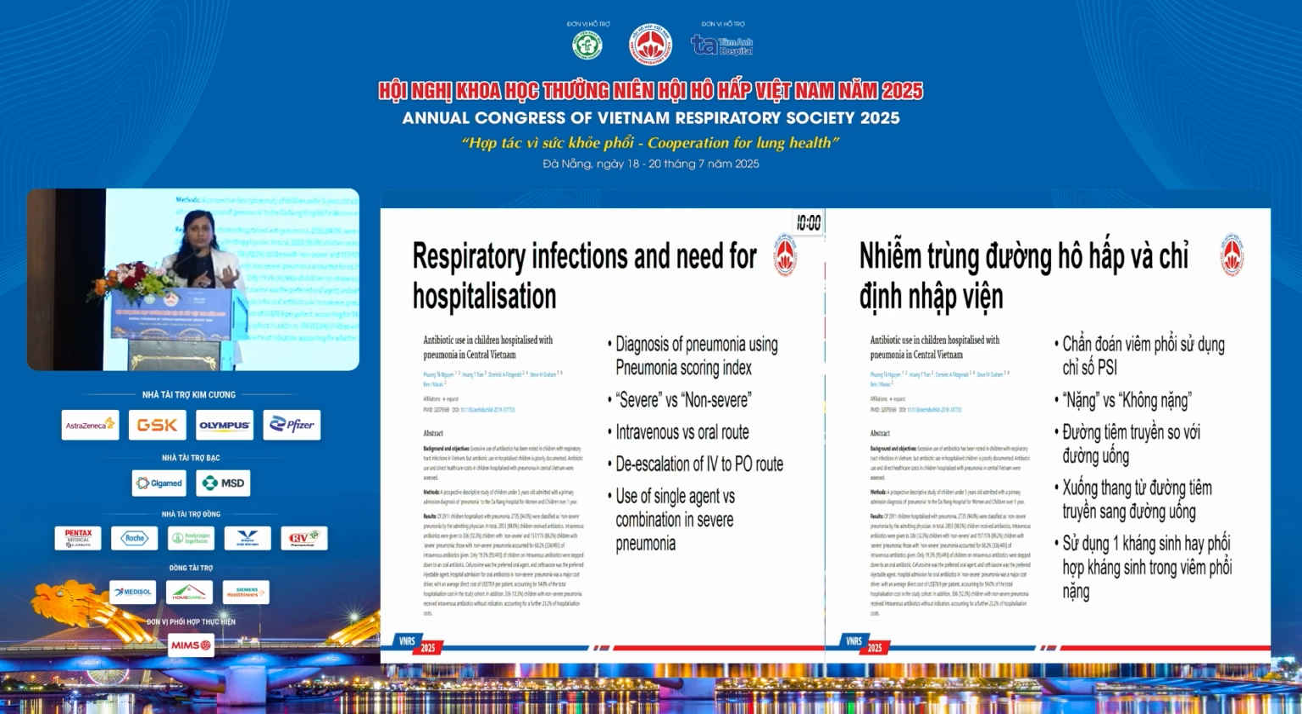So, these patients are not on oral antibiotics when they need to be. They're not de-escalated from IV to oral when they should be. And sometimes there's also the issue of using a single agent when a combination of 2 antibiotics is required, or vice versa.